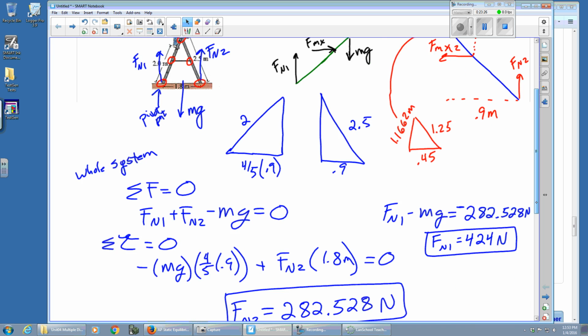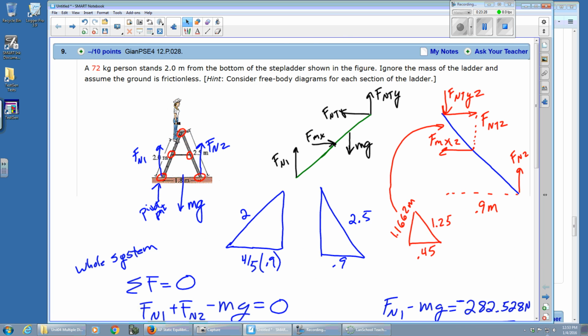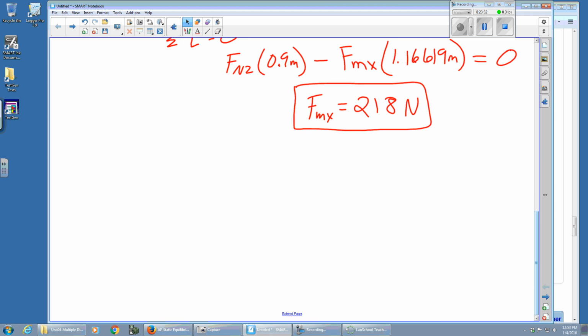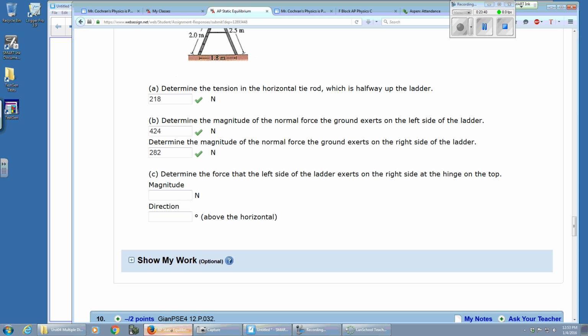So it's kind of redrawing this thing. I'm going to redraw the free body. So now we're looking at the left side. Let me just make sure, is that what they asked? Actually, no. We can just do it. Oh, they made it easier. Determine the force the left side of the ladder exerts on the right side, the hinge at the top.